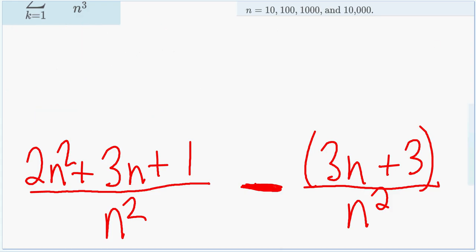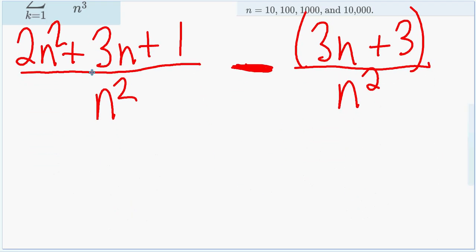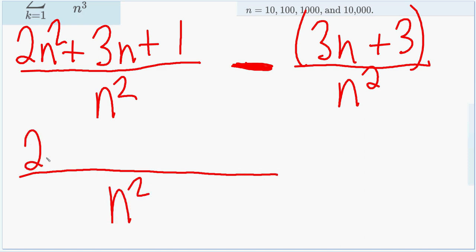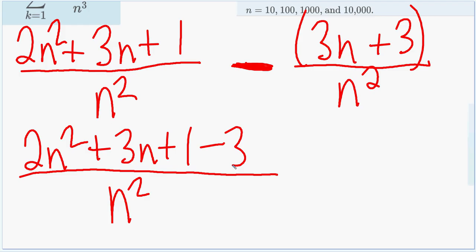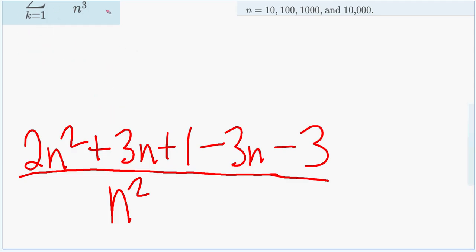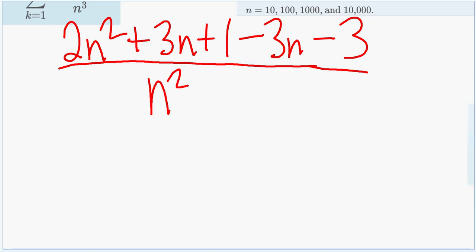Because what we're about to do now is get a common denominator, which we kind of already have. We're going to distribute that negative. So we've got a division line. N squared is our denominator. And here is our 2n squared plus 3n plus 1. Now we distribute the negative, so we get minus 3n minus 3. And in that numerator, there are a couple of terms we can combine.